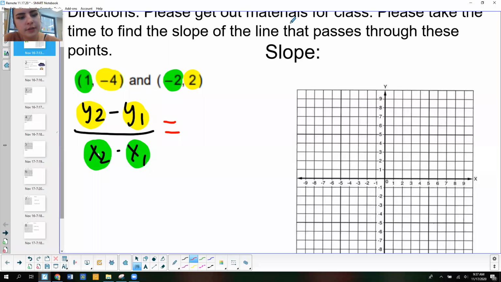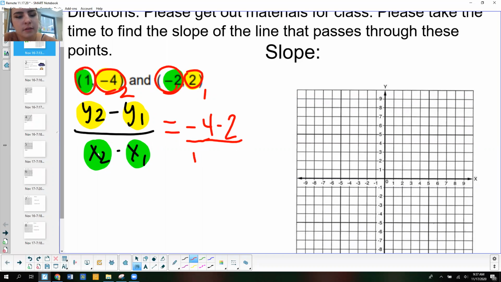All right, so I've got y2. Remember, we've got 2 points that we're working with. So y2 is gonna be -4, and then minus y1, which is +2, divided by x2, which is 1, minus -2. So on the top, we've got -4 minus 2, which gives us -6.